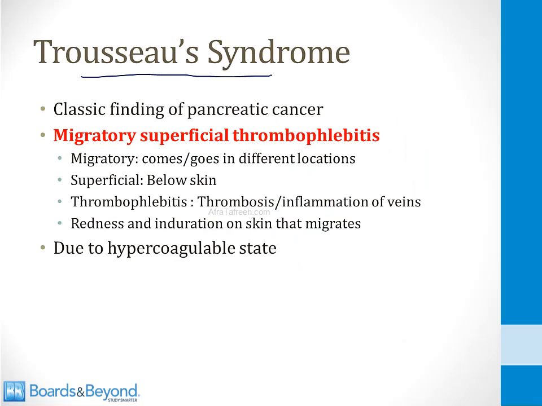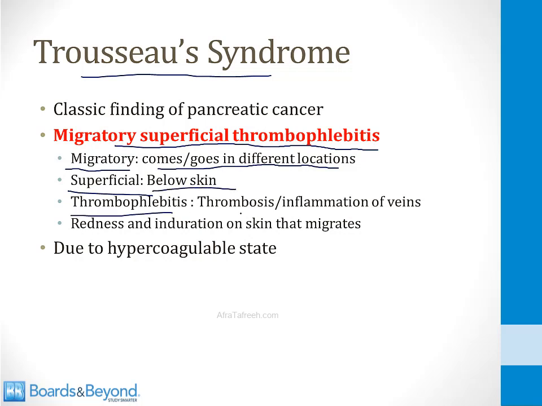Trousseau's syndrome is a classic syndrome that occurs in pancreatic cancer. Trousseau's syndrome is also called migratory superficial thrombophlebitis. And if you know what each of these words mean, it's easy to understand the syndrome. So it's called migratory because it comes and goes in different locations on the body. It's called superficial because it occurs just below the skin. And it's called thrombophlebitis because it involves thrombosis and inflammation of veins.